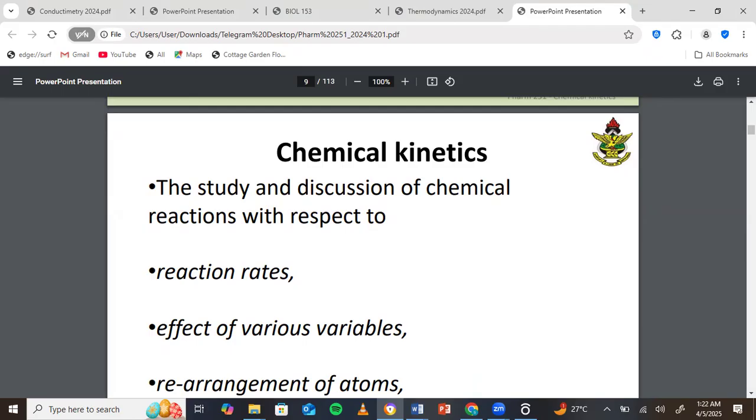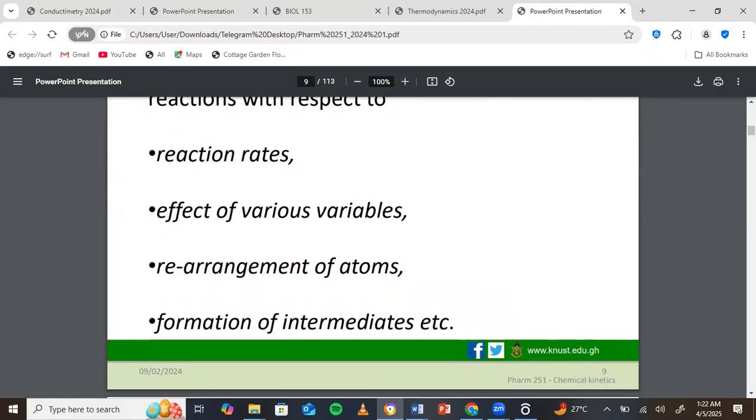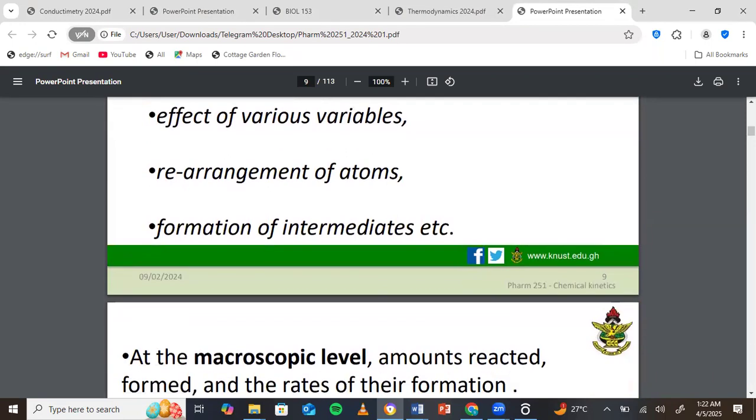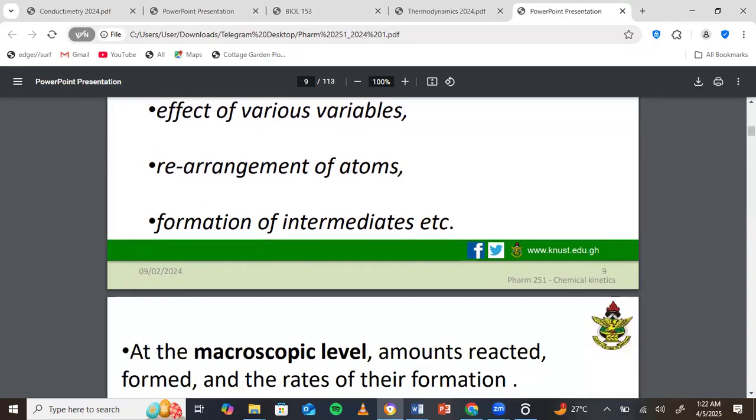Chemical kinetics is the study and discussion of chemical reactions with respect to the reaction rates, effects of various variables, rearrangement of atoms, formation of intermediates, etc. So we'll talk about all these with respect to this topic.